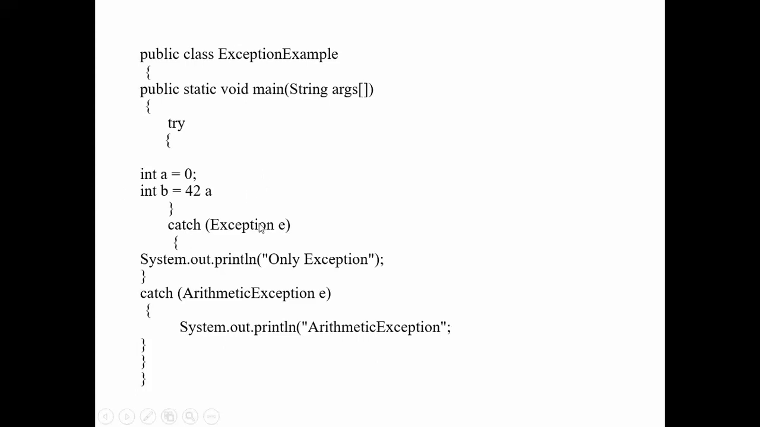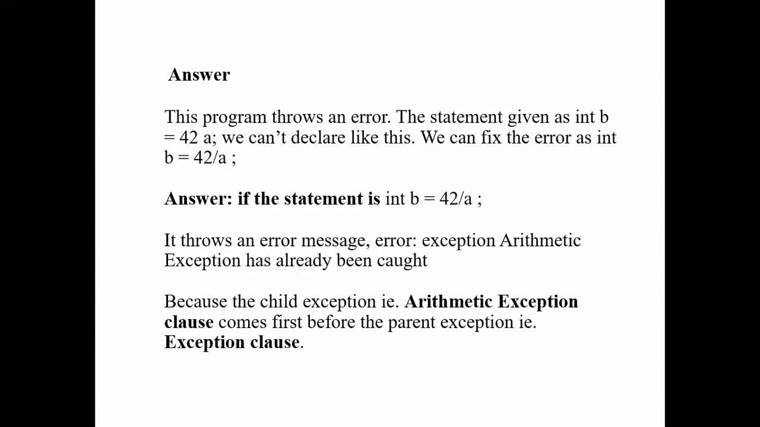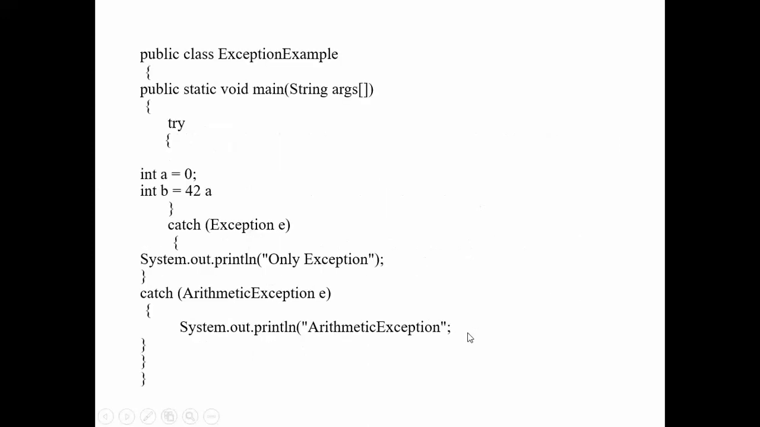After that, if you observe here, two catch blocks are there. What is the answer? First a equal to 0, b equal to 42a. Theoretically I have explained first and practically I show it. Yes, this program throws an error. When you observe int b equal to 42a, we cannot declare it like this. So how can we fix this? Already I initialized the value of a as 0.